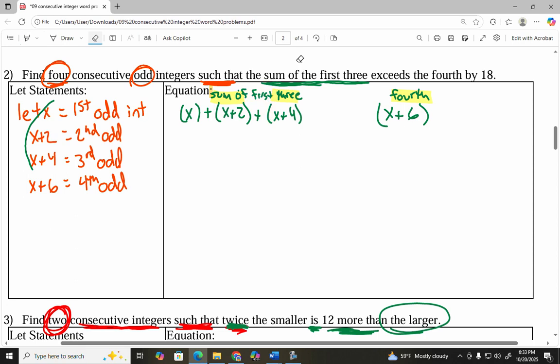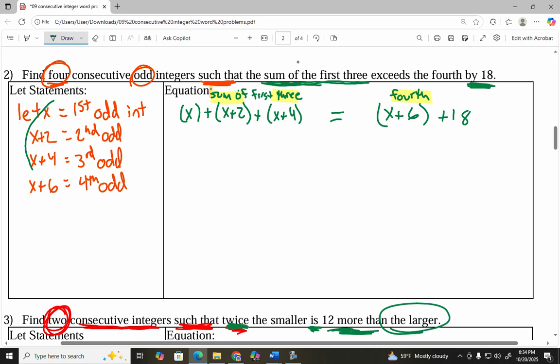Yeah, it beats it. It's bigger than it. It's bigger than it by 18. The sum of the first 3 is already bigger than the fourth one by 18. So the fourth one is actually the smaller side, right? The sum of the first 3 exceeds the fourth one by 18. If I want to put an equal sign in here, I better give this 18 more.